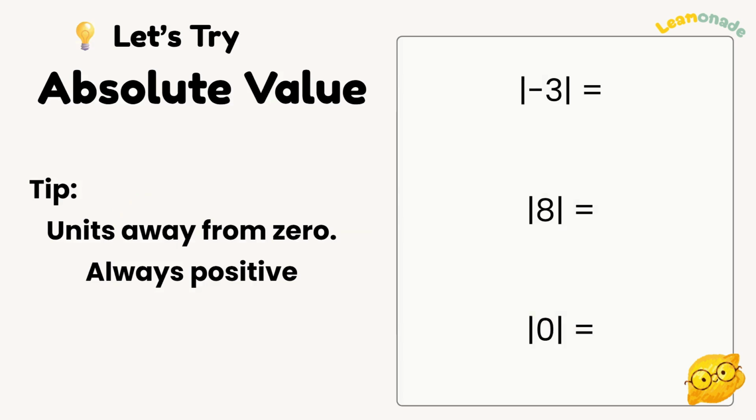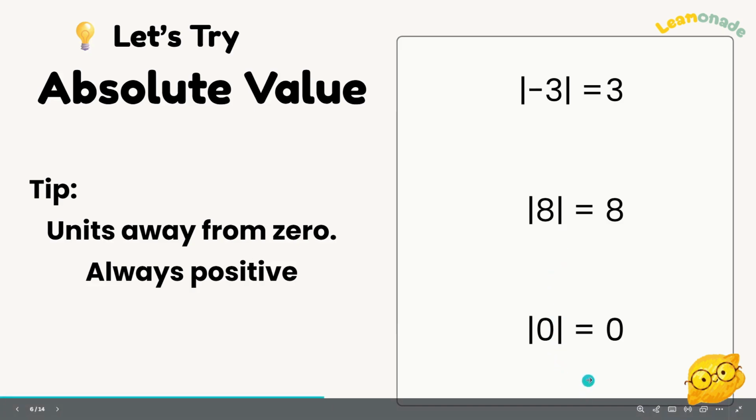Now it's your turn. Try finding the absolute value of these numbers. Remember, we're only looking at how far each number is from 0. Pause the video if you'd like more time. Okay. Let's check our answers. The absolute value of negative 3 is 3 because it's 3 units away from 0. The absolute value of 8 is 8 because it's 8 units away from 0. And the absolute value of 0 is 0.